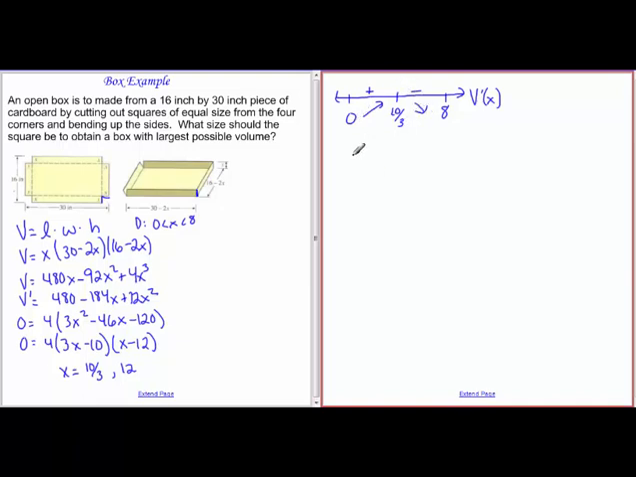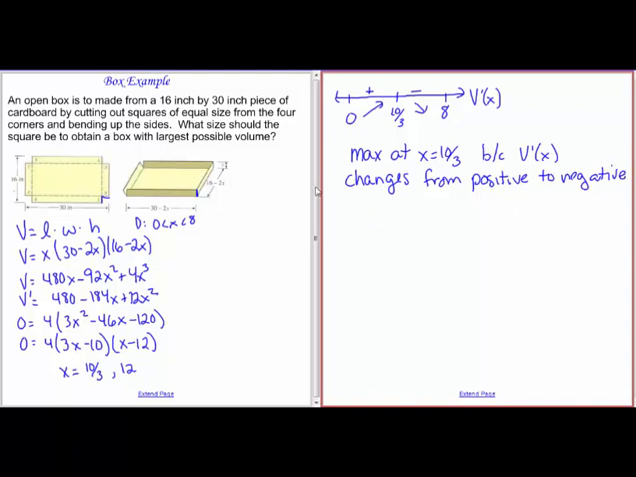So therefore we have a max at x equals 10/3 because v prime of x changes from positive to negative.